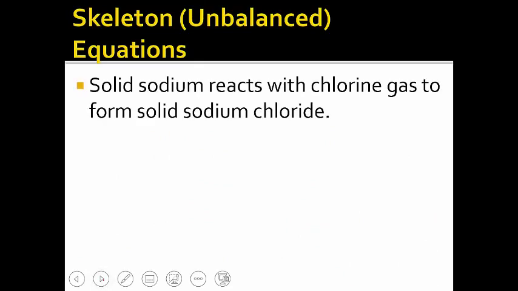Solid sodium reacts with chlorine gas to form solid sodium chloride. So sodium is not one of our diatomic molecules, so we can write it as a single atom, and it is solid, and it's going to react with plus chlorine gas. Now that was one of our diatomic molecules, right? So that's Cl2, also a gas, and it's going to form, arrow, solid sodium chloride.